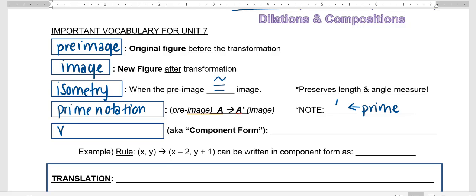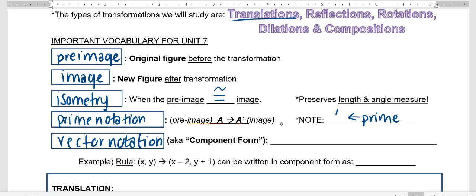And then we also have vector notation, which is considered component form. So when we have our two numbers, and in this case, I'm writing them with these arrow brackets, A represents the horizontal move, and then B represents the vertical shift.